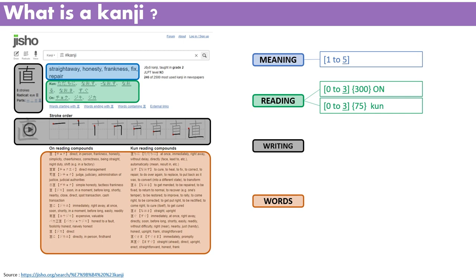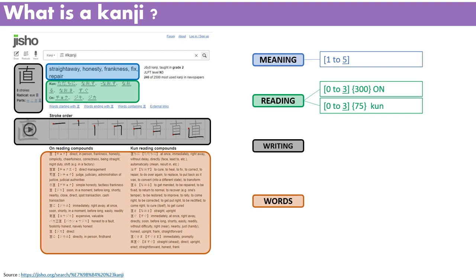2 different types of reading, the on reading and the kun reading. And a kanji can have both readings or only one of them. And for each reading, a kanji can have between 0 and 3 different readings. So for on readings, between 0 and 3 out of 300 different possible readings. And for the kun reading, between 0 and 3 out of 75 different possible readings.